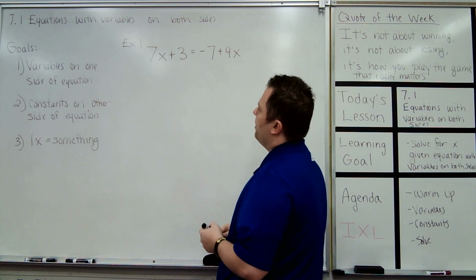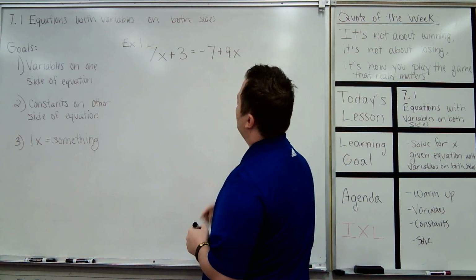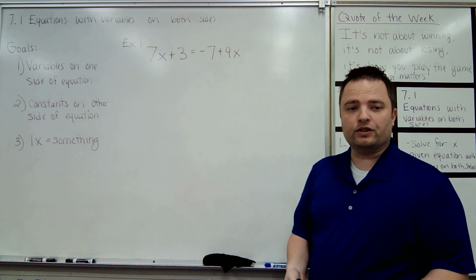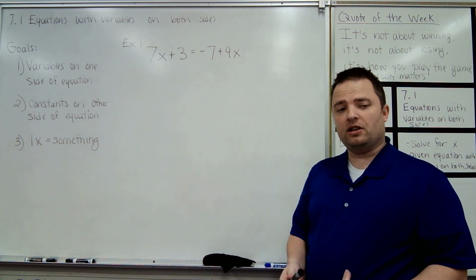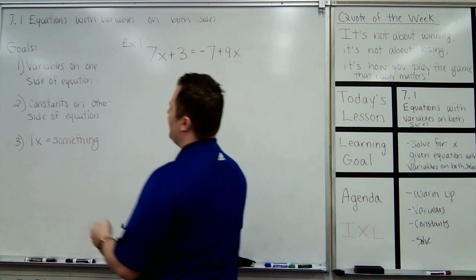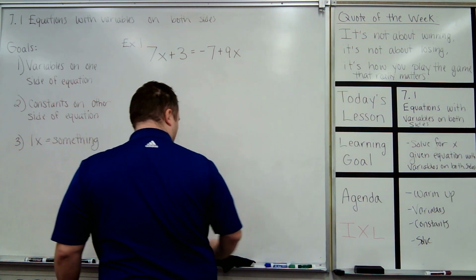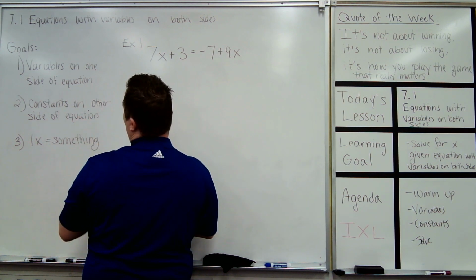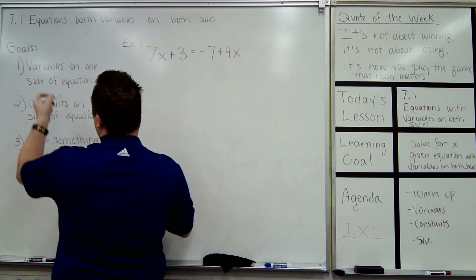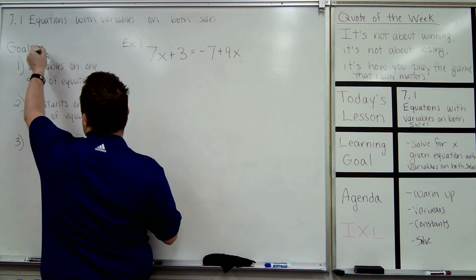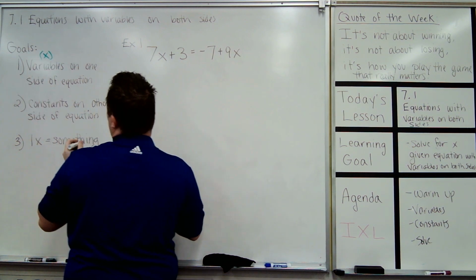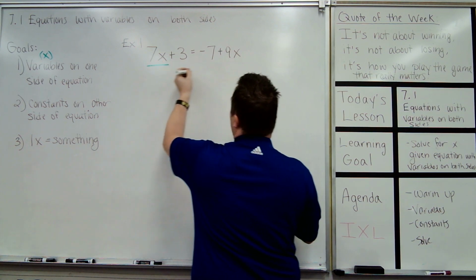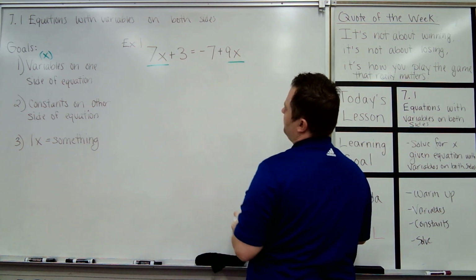Well, this is an example of an equation with variables on both sides. So let's refresh ourselves on what our goals are and what some of the terminology is. When we say we want the variables on one side of the equation, remember this is our first goal. The variables are the stuff with the x's, right? And we can identify the variables as stuff with x's.